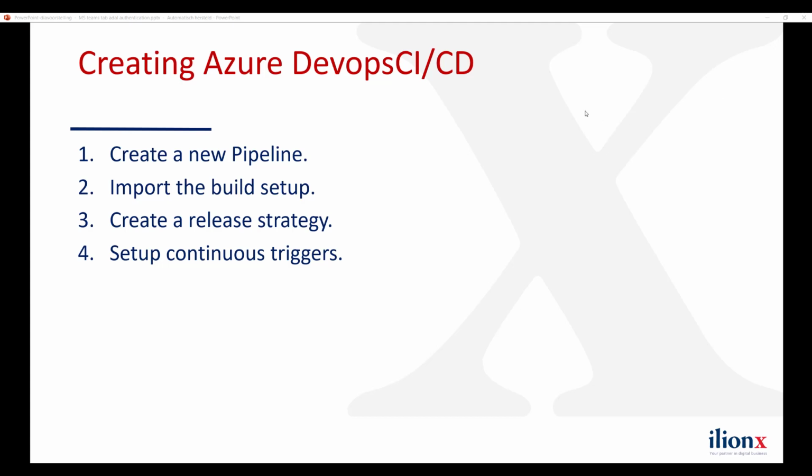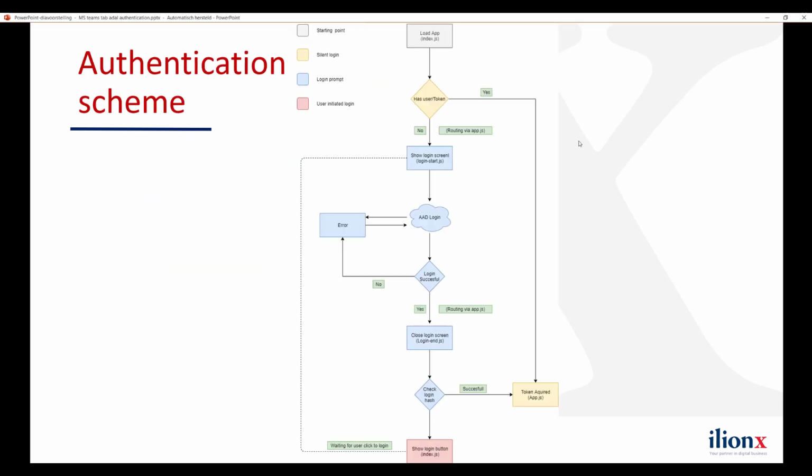So now that we got our continuous integration and continuous deployment working, we're going to have a look at the authentication scheme for an embedded app within Microsoft Teams. So this is an authentication schema, and it might look a little bit intimidating in the beginning, but it really is not that difficult. So we're going to start at the starting point, which is this gray area.